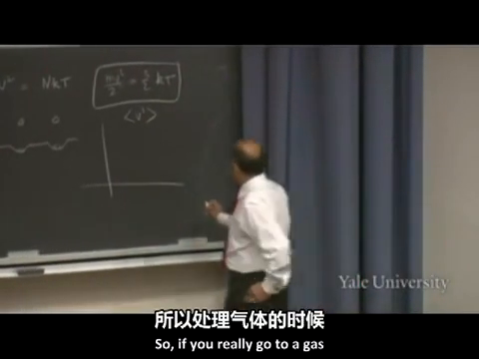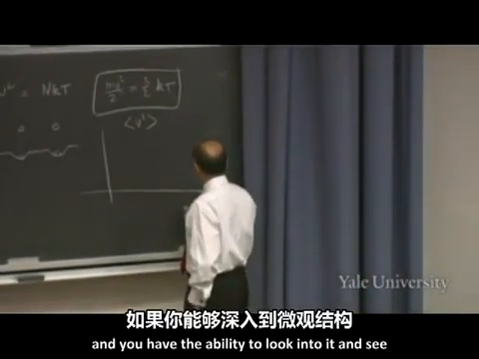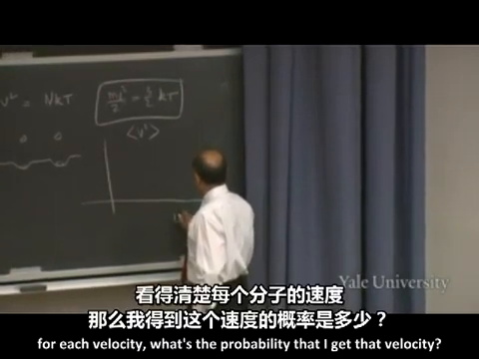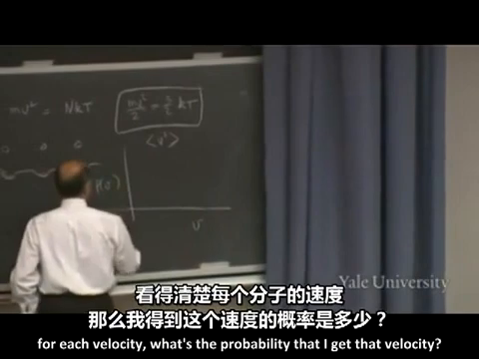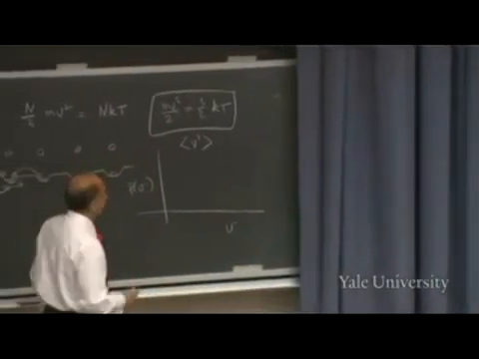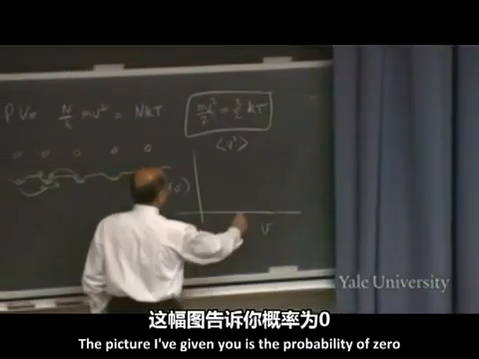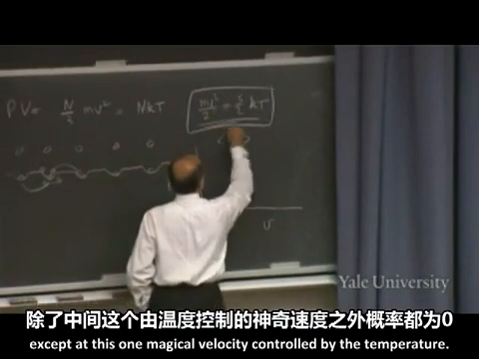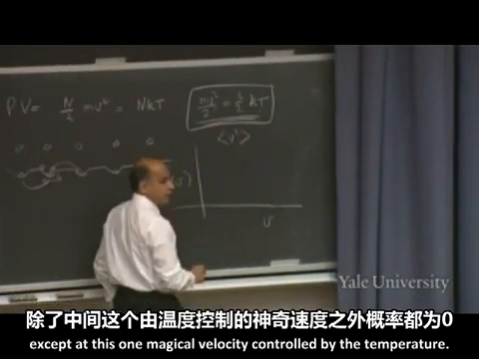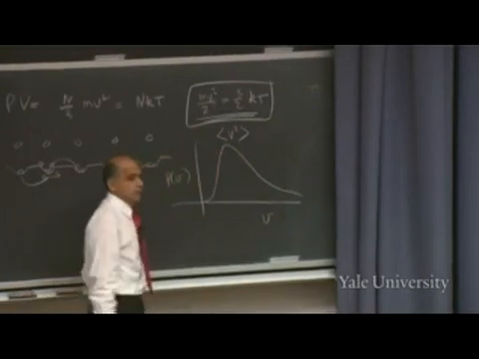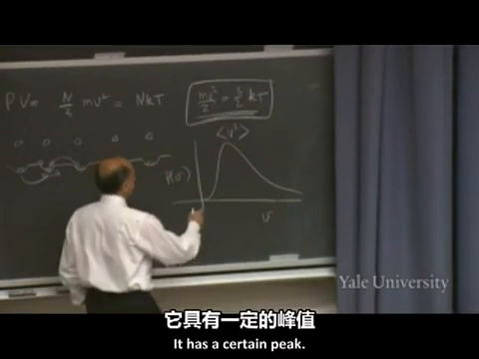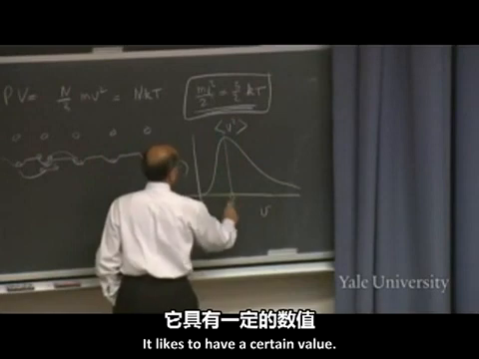So if you really go to a gas and you had the ability to look into it and see for each velocity, what's the probability that I get that velocity? The picture I've given you is the probability is 0, except at this one magical velocity controlled by the temperature. But the real graph looks like this. It has a certain peak. It likes to have a certain value.